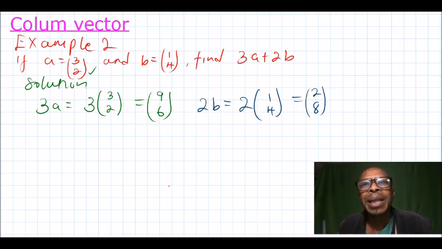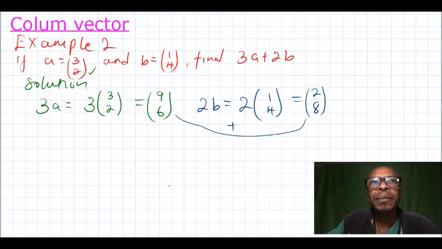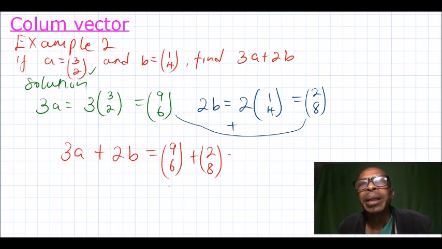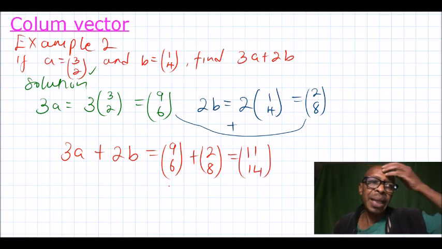This means that if we add the two, then 3A plus 2B will be our 3A, which is (9, 6), plus our 2B, which is (2, 8). This gives you what? 11. That gives you (11, 14). So that is a vector. That is the sum of the two vectors, and you get that as a solution to that.